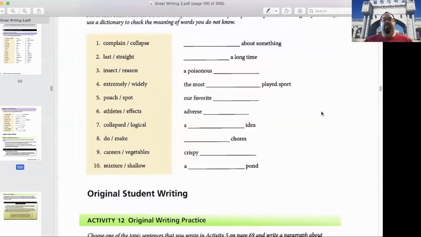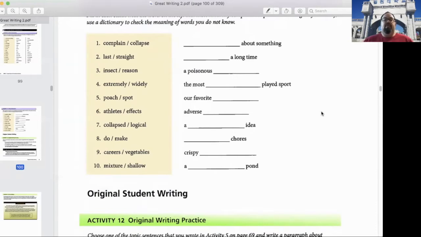Number 5, our favorite spot. Here's that word spot again to mean place. So my family's favorite, let's see, what do we want to do for this one? My family's favorite Bosam spot is near the Arboretum in Daegu. Arboretum is Sumokwan. So there is a great Bosam spot over there. Number 6, adverse effects. So adverse is something negative, a negative effect on something.